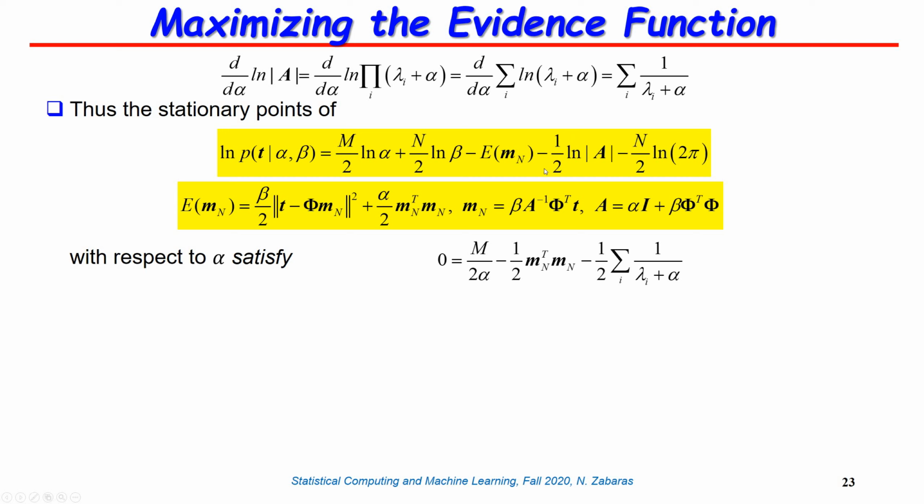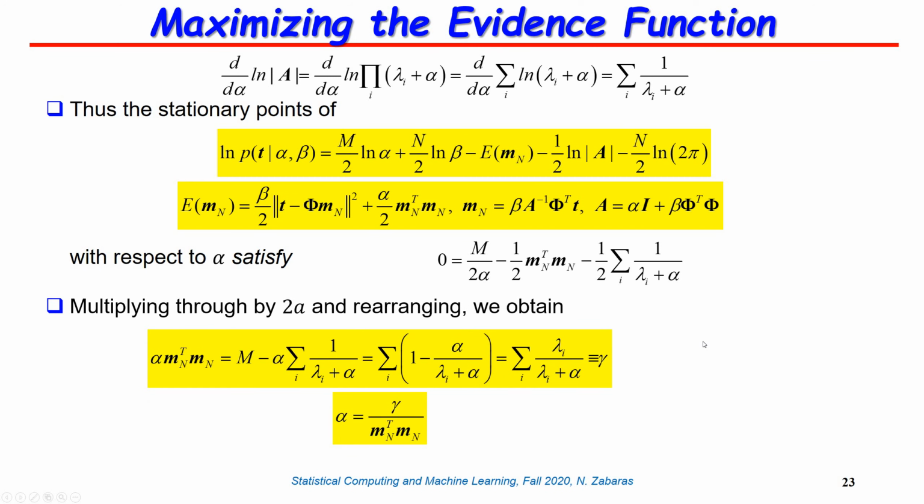And similarly here, there is another dependence that we derived on alpha, and I have 1/2 summation over i of 1 over lambda i plus alpha. So if I rearrange, I get this nice equation that you see on the bottom that says that alpha is equal to gamma divided by mN transpose mN. What is gamma? I define gamma to be the summation of lambda i divided by lambda i plus alpha. I want you to remember this gamma because it's going to play an important role in interpreting this type of calculation.